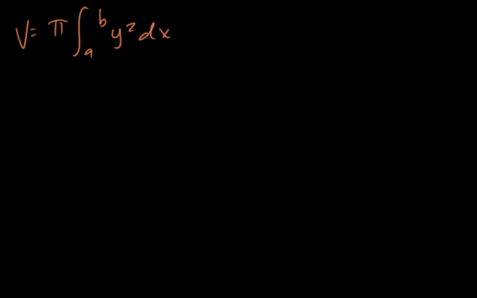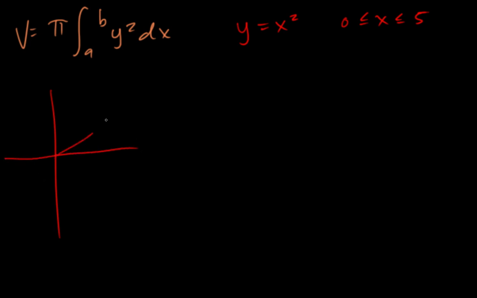Okay, so it says find the volume of a solid formed when the graph of the function y equals x squared in between those values is revolved through 2 pi about the x-axis. Okay, so what's going to happen? We just have x squared. We know what that looks like. From 0 to 5 it looks like that. And so we're going to create kind of like a horn or a funnel shape. So that's what we're looking at.